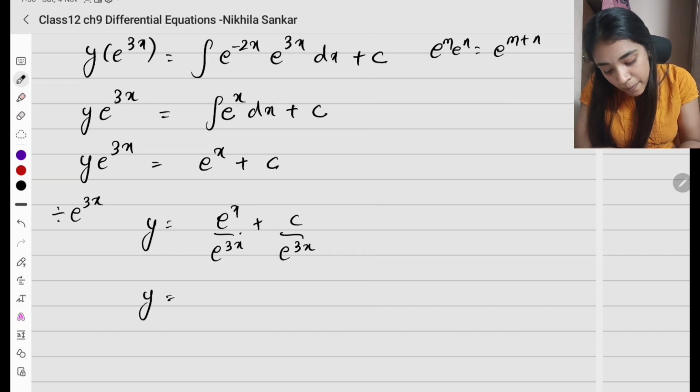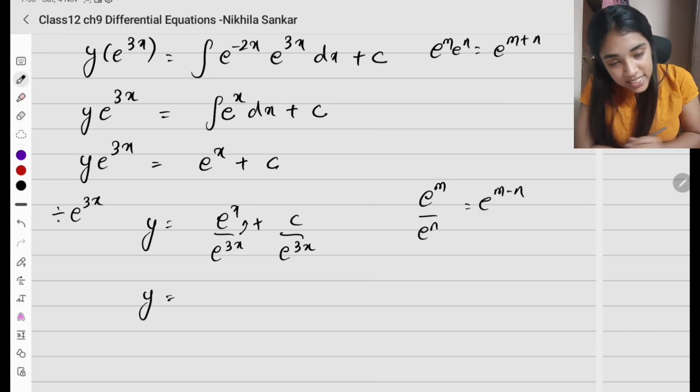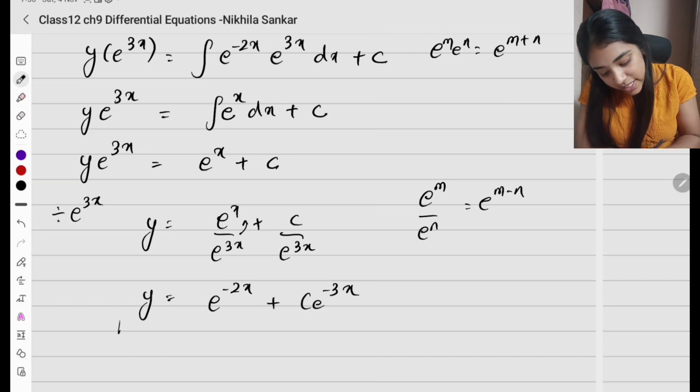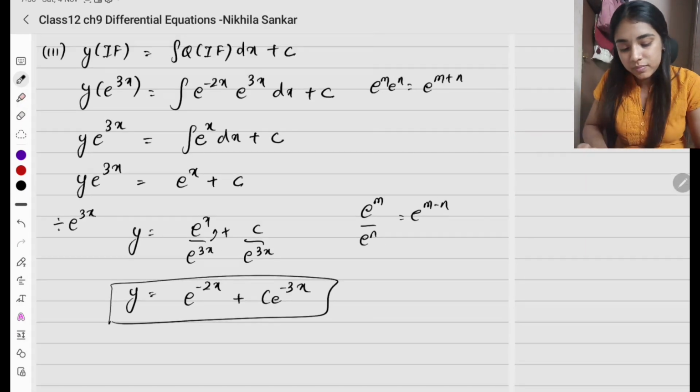So இதை simplify பண்ணா, remember e power m divided by e power n equals e power m minus n. இதெல்லாம் ஞாபகம் வச்சுக்கோங்க. So I have e to the power minus 2x plus c e to the power minus 3x. Simple. Please copy.